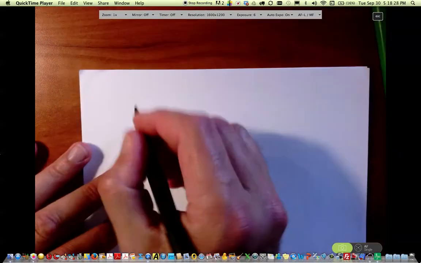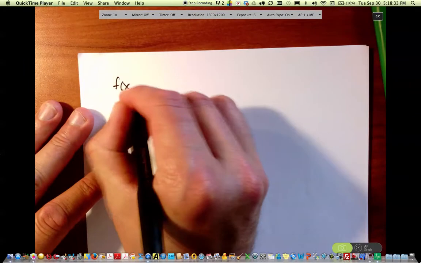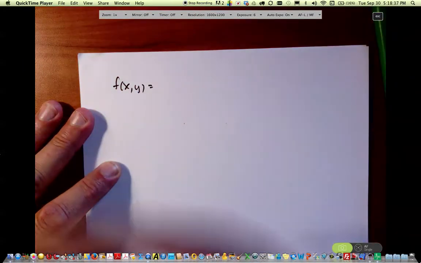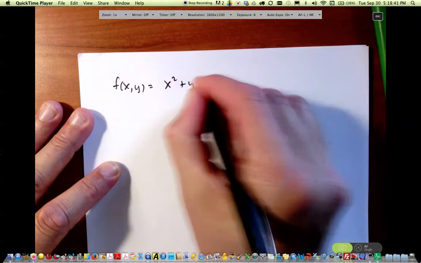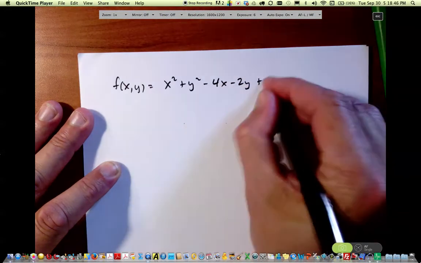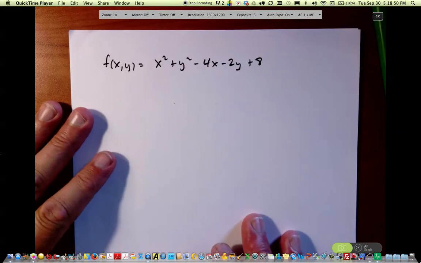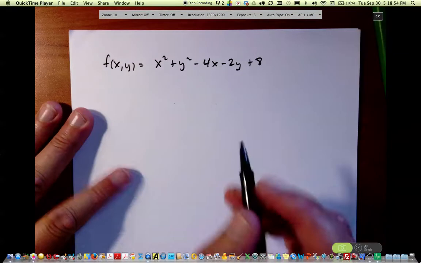Okay, so I want to go through a couple of examples, and the first one is one of the examples that I did in class. I want to just go through this one again. Suppose that f of x and y takes on the value of, I think I did, x squared plus y squared minus 4x minus 2y plus 8. And I think that in class we said a couple of different ways that we could justify that there was a local minimum at the critical point.